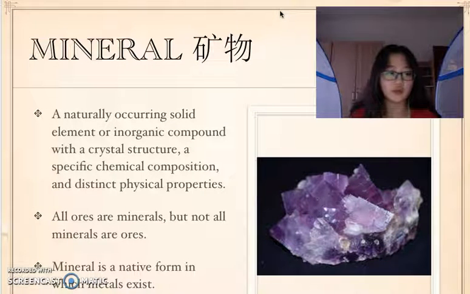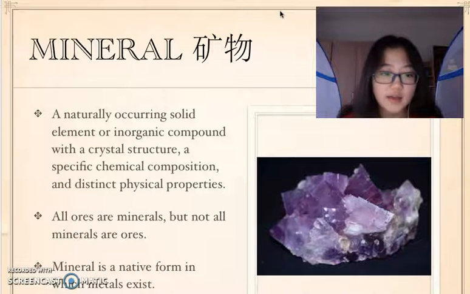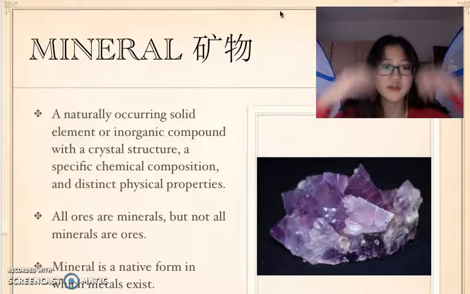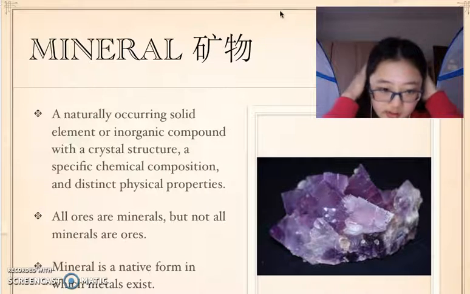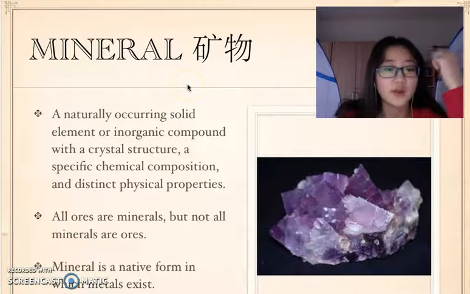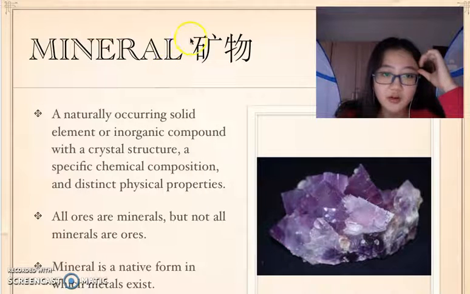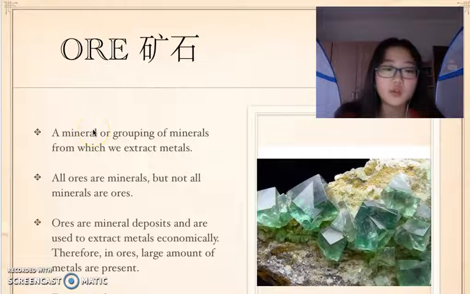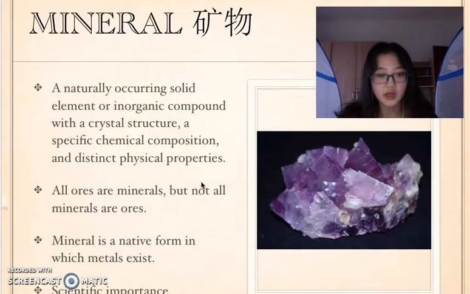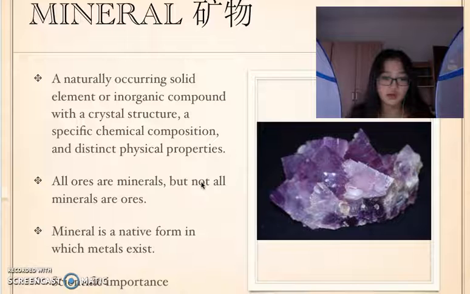Let's look at the mineral. What is a mineral? A mineral is a naturally occurring solid element or inorganic compound with a crystal structure, a specific chemical composition, and distinct physical properties. It sounds very complex, right? But if we compare the mineral with the ore, it will be easier to understand. All ores are minerals, but not all minerals are ores.